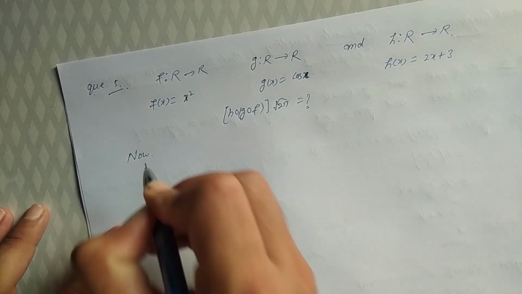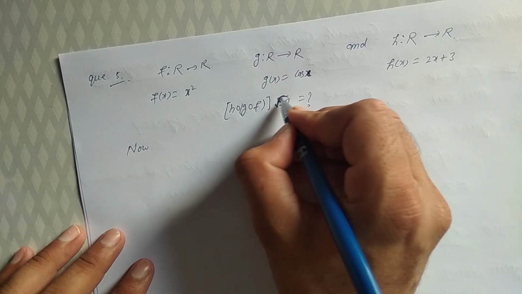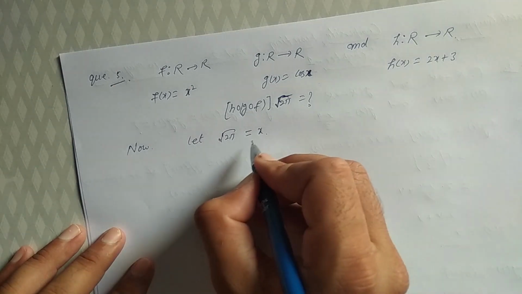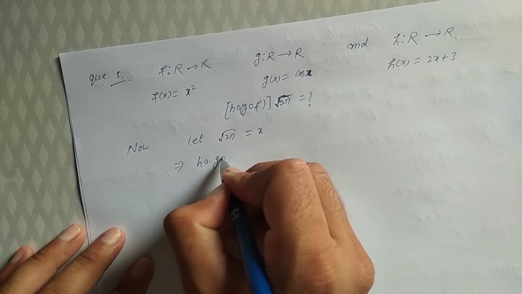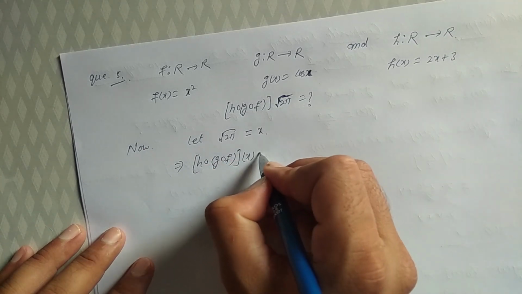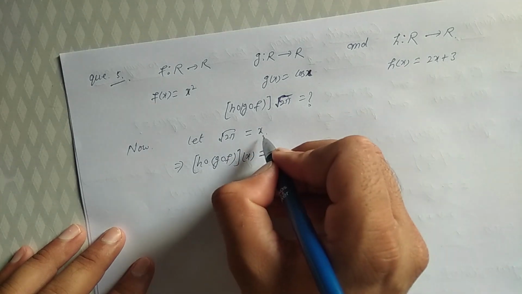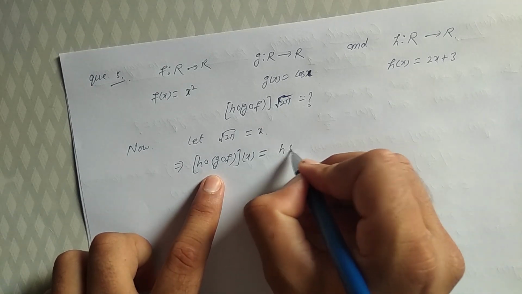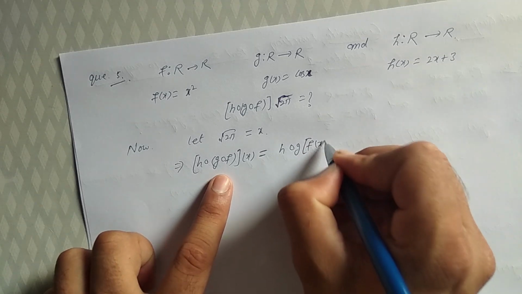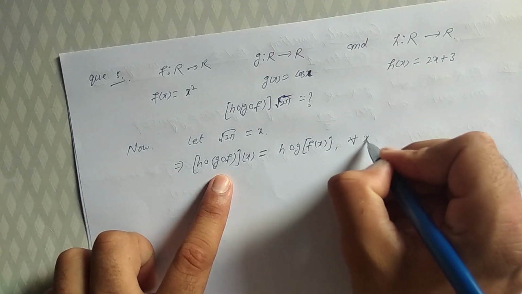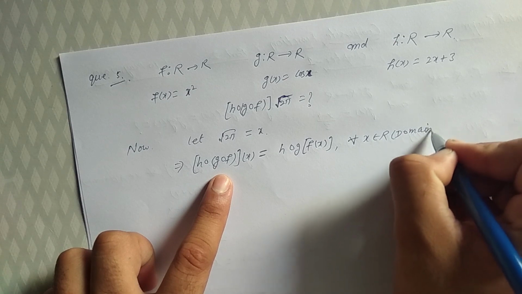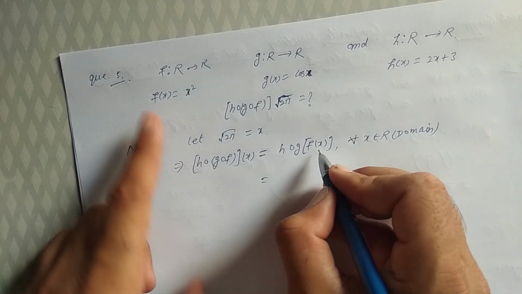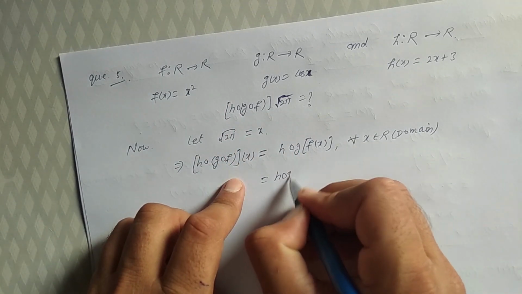Now let root 2 pi be equal to x. Then hogof(x), because root 2 pi is equal to x, is the composition function hog(f(x)) for all x belonging to the domain R. Domain of function f is R. Putting the value of f(x) as x square, we get hog(x square).